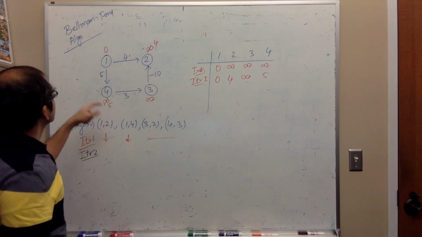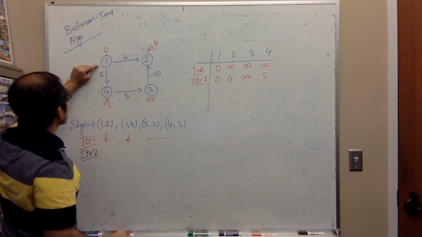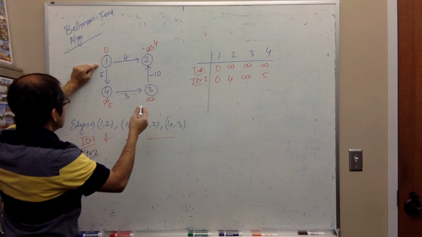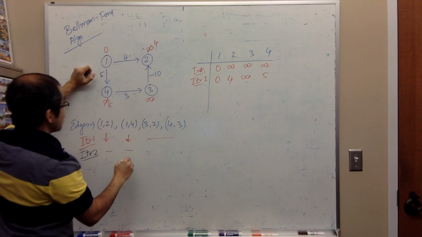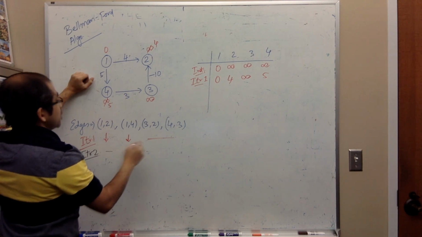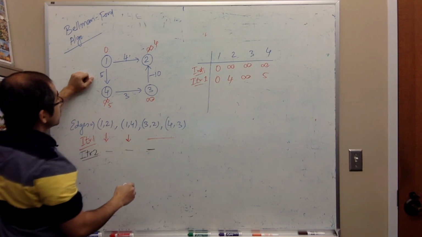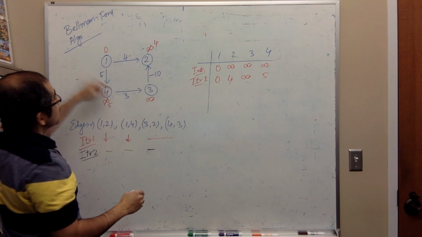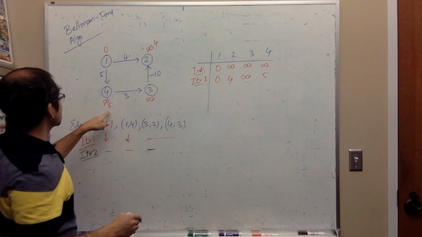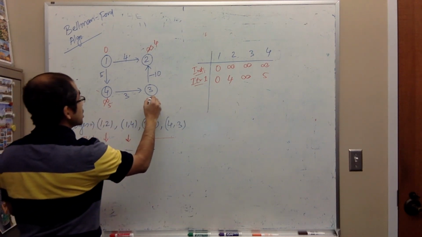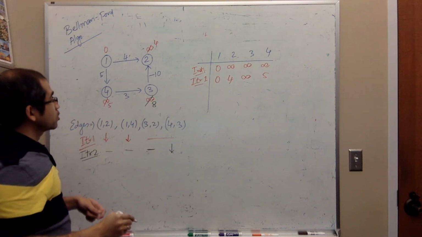Using black ink, what iteration 2 does: 1 to 2, 0 plus 4, it stays the same, so there is no change. 1 to 4, it's 5, stays the same. 3 to 2 cannot be done at this stage because we don't know 3's distance estimate, no change. Infinity minus 10 still remains infinity, you can think about it that way. 4 to 3 is 5 plus 3, 8. So this distance estimate changed to 8. This one got reduced. Okay, so 4 to 3 got reduced.